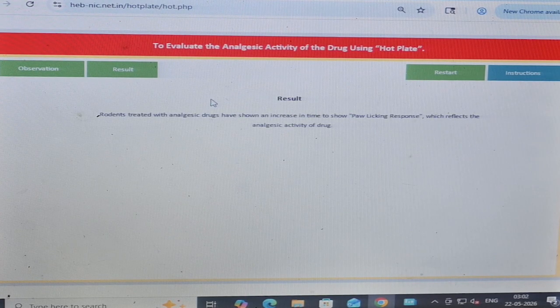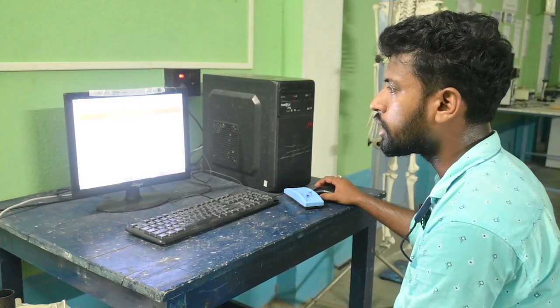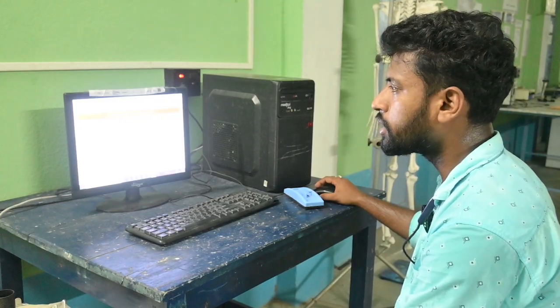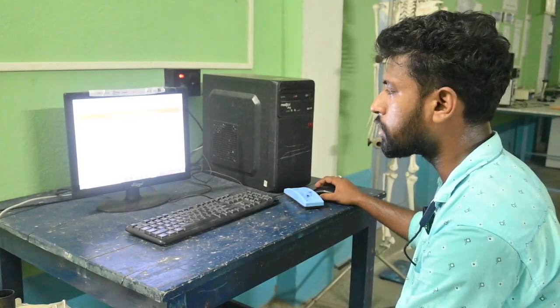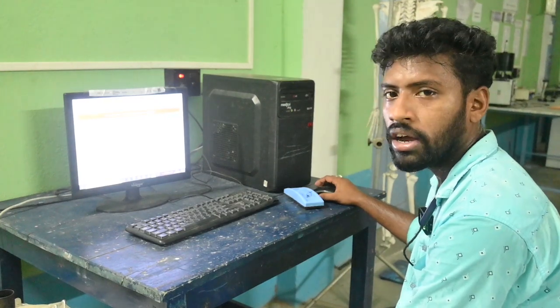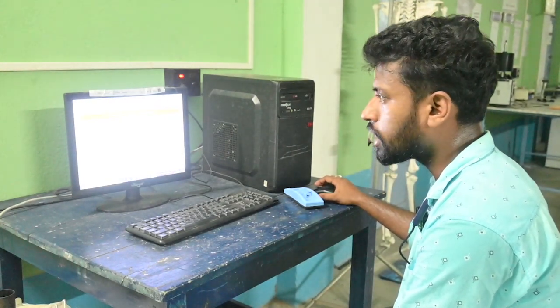So this is the overall practical to evaluate the analgesic activity of a drug using Eddy's hot plate. Now we have completed the practical of evaluating the analgesic activity of a drug using the hot plate apparatus. The next practical will start in the next class.